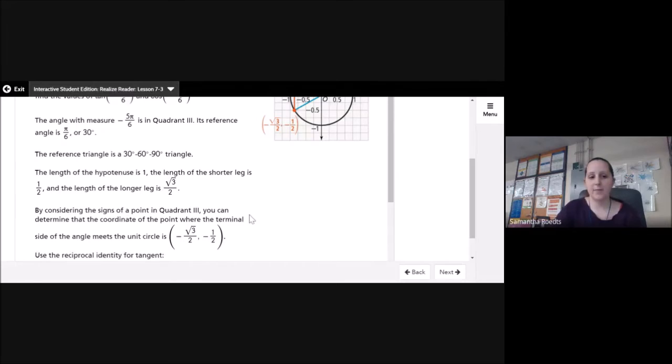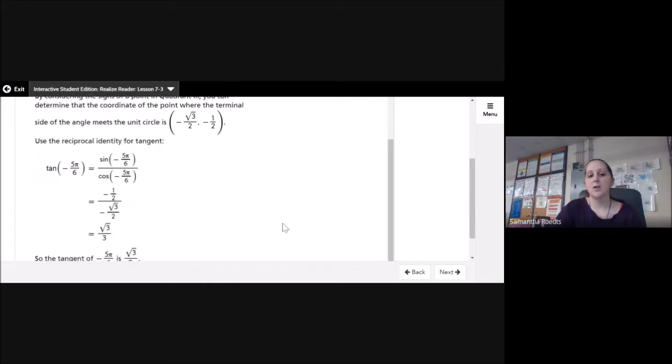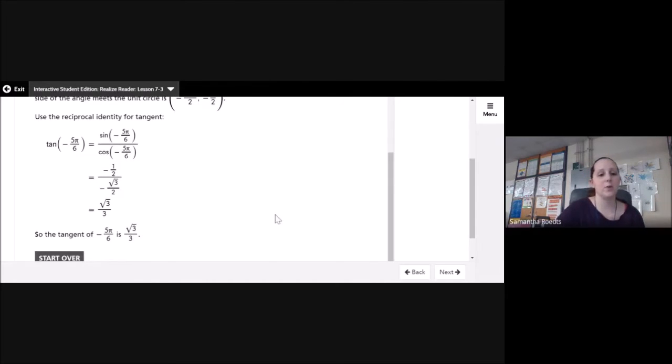Use the identity for tangent. Tangent of negative 5 pi over 6 equals sine of negative 5 pi over 6 divided by the cosine of negative 5 pi over 6. So it's negative 1/2 divided by negative the square root of 3 over 2, which gives us the square root of 3 over 3. So the tangent of negative 5 pi over 6 is the square root of 3 over 3.